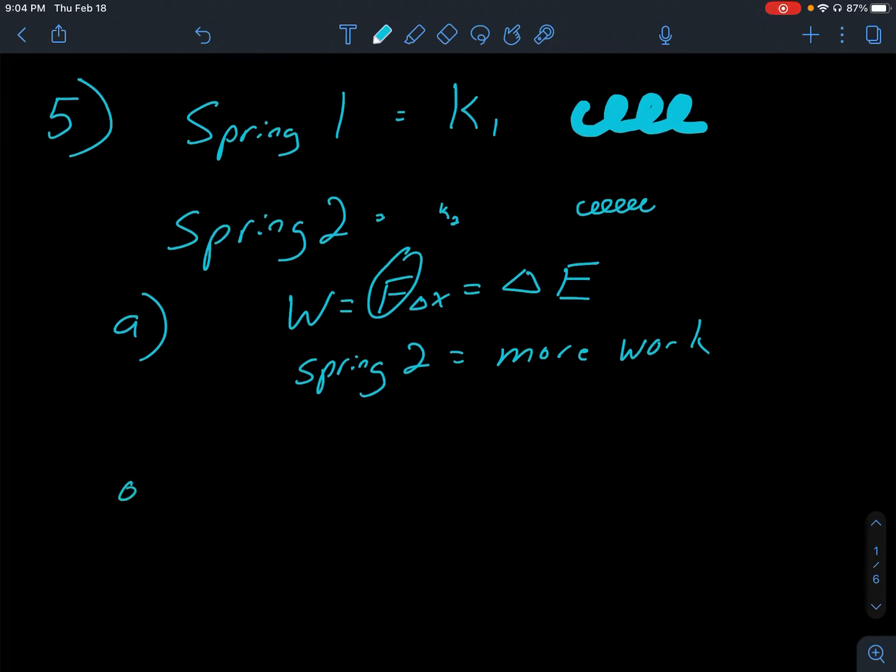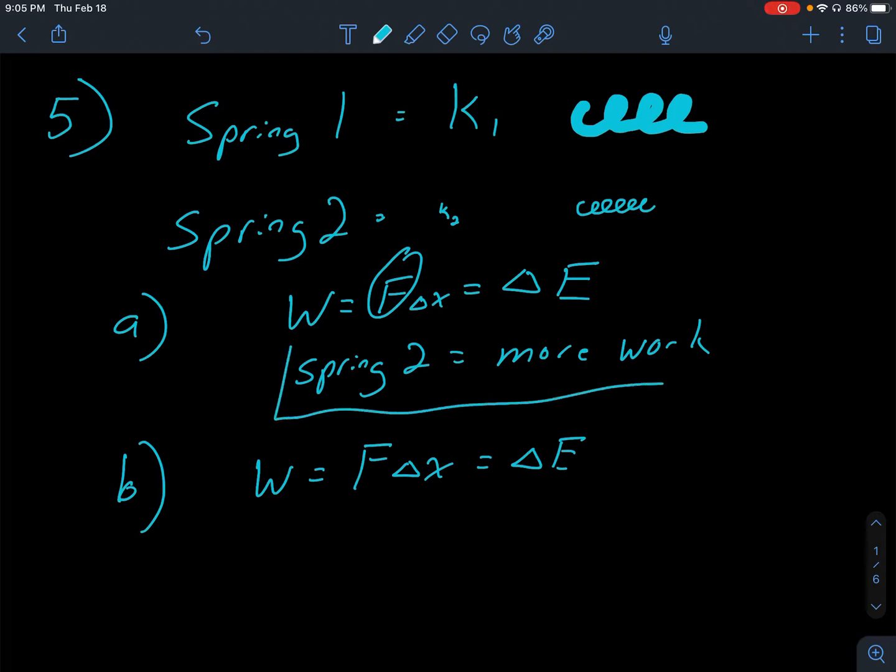Part 2, or part B rather, if they are stretched the same distance. So now we're looking at still work being force and displacement, or the change in energy. So they're stretched the same distance, so that means for spring 1, since it was a stronger spring, a higher K value, more force was needed to stretch spring 1.